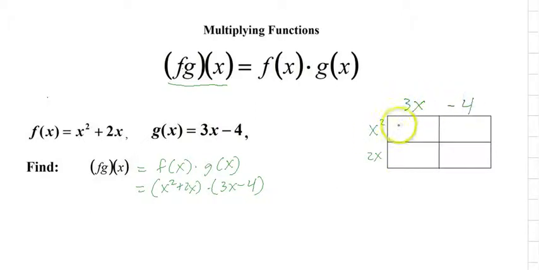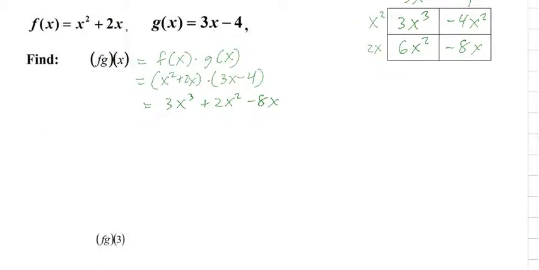And we multiply. So that's 3x cubed minus 4x squared, 6x squared minus 8x. And that gives us 3x cubed, and then 6x squared take away 4x squared is 2x squared, and a minus 8x. So all you're doing is multiplying two functions together.